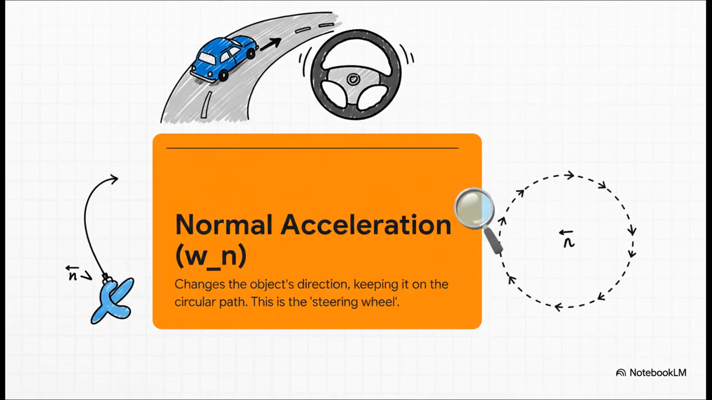Okay, so if tangential is the gas pedal, what's the other part? That's the normal acceleration. This one is always pointing straight towards the center of the circle. It's perpendicular, or normal, to the direction you're going. And its job isn't to change your speed, but to change your direction. It's what keeps you turning. So think of it as the steering wheel. It's constantly pulling you into the curve.